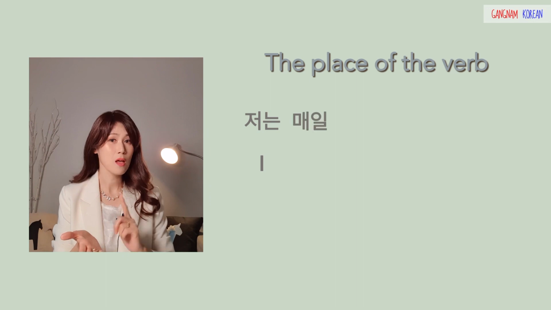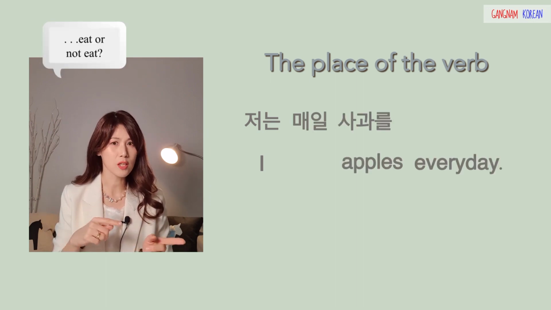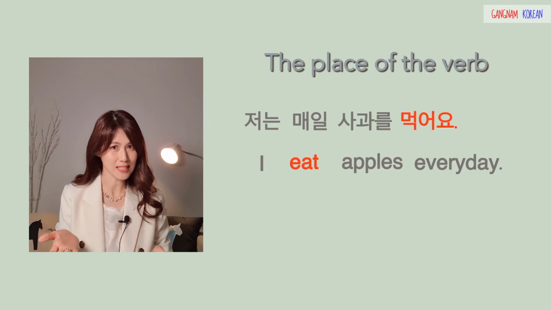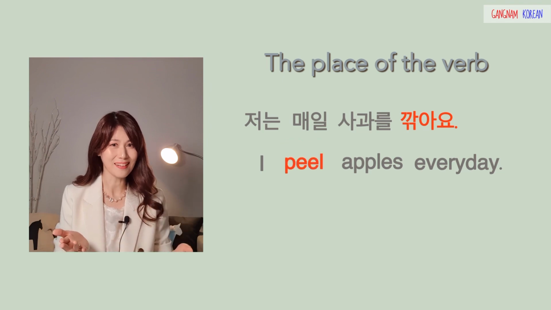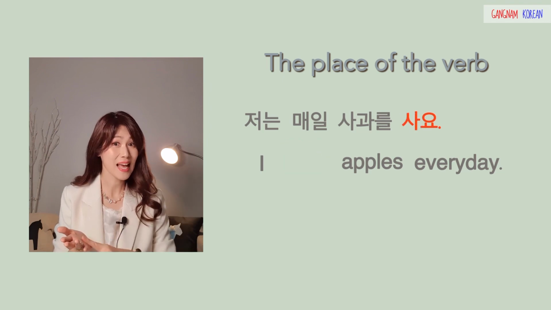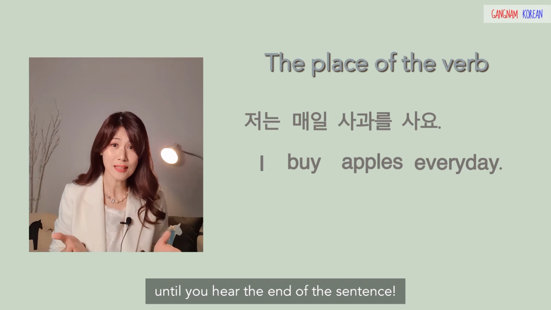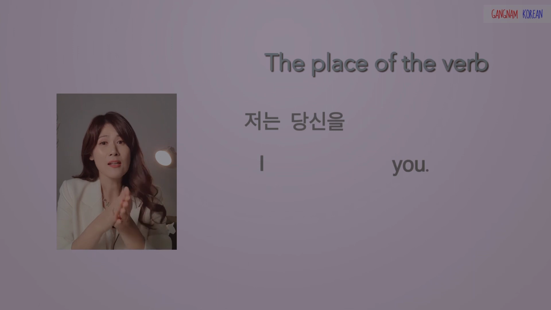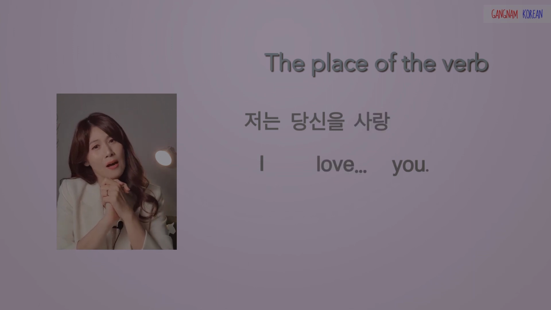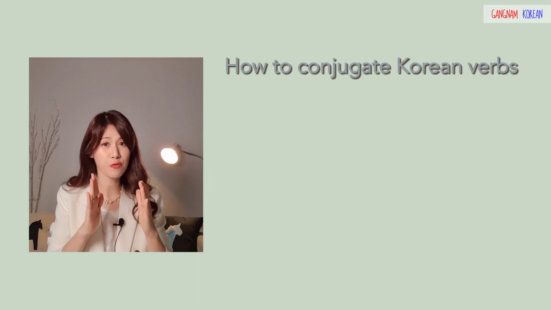저는, I, 매일, every day, 사과를, apples, eat or not eat. 먹어요, eat. 먹지 않아요, not eat. 깎아요, peel. 씻어요, wash. 사요, buy. Like this, you can't guess 100% what the subject does until you hear the end of the sentence. So people tell jokes using this. 저는 당신을 사랑하지 않아요. Now I'm going to teach you how to conjugate Korean verbs.